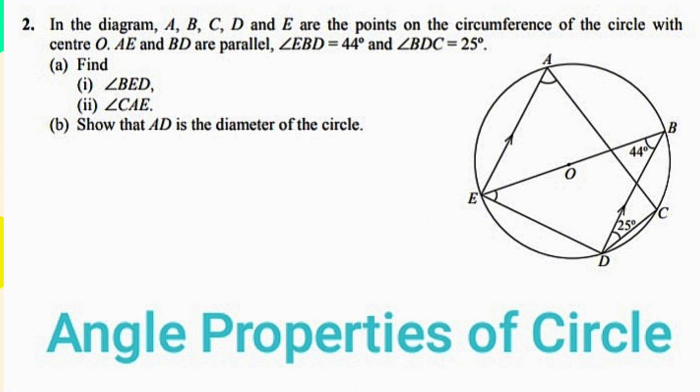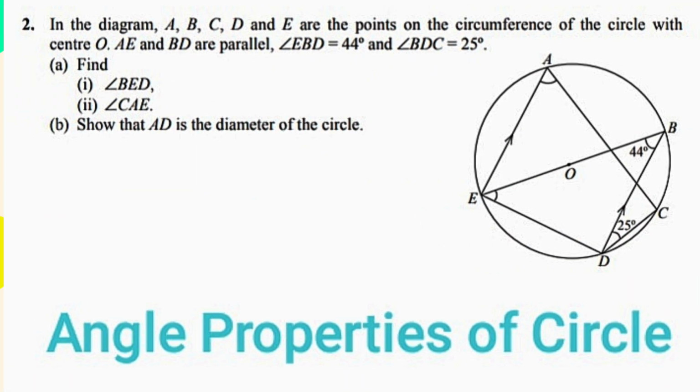AE and BD are parallel. Angle EBD is equal to 44 degrees, and angle BDC is equal to 25 degrees. Question A. Find angle BED and angle CAE. Question B. Show that AD is the diameter of the circle.